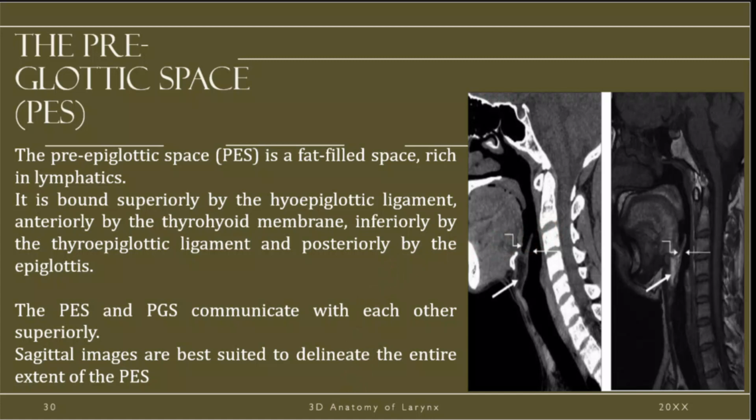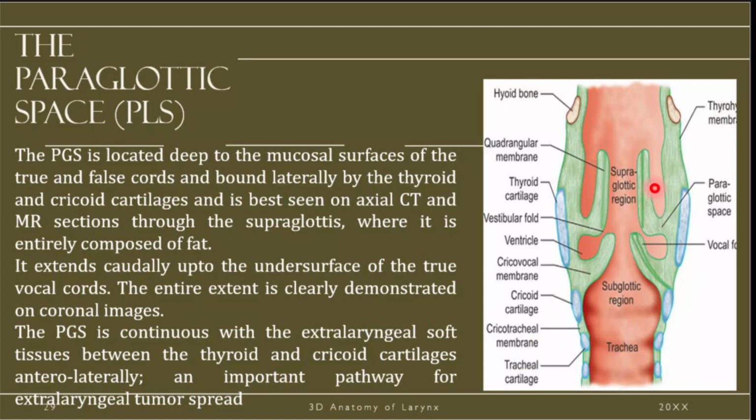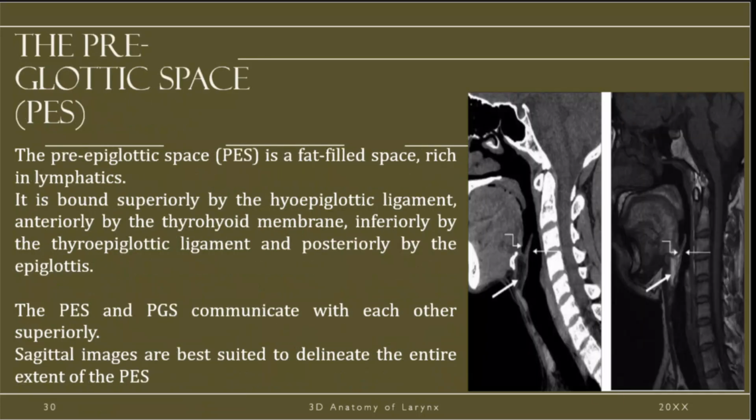So we have the paraglottic space, which lies laterally here between the larynx and the thyroid cartilage, the thyroid membrane. Any tumor can spread into here, and as well as the preglottic space. We can see it here in the sagittal images in the CT and the MRI. It should only contain fat. Any soft tissue density here is abnormal.